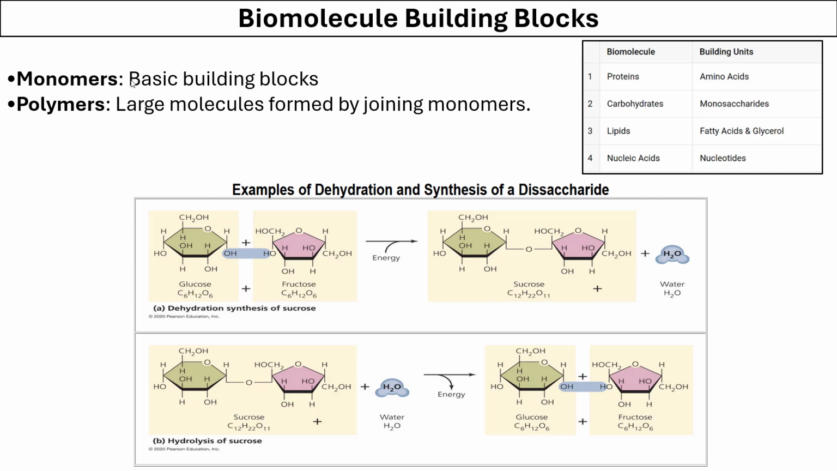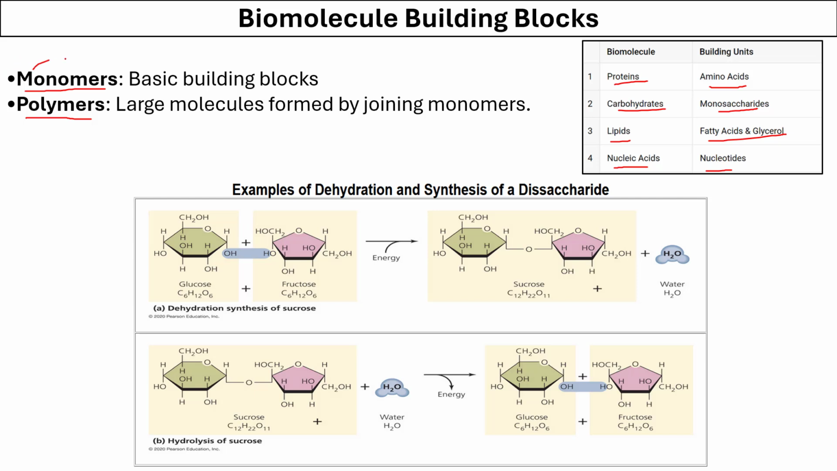Building blocks of biomolecules are called monomers, and when monomers come together and join, they form polymers. For example, the polymer is protein and its monomer or the building block is amino acid. Building block of carbohydrates is monosaccharides. Building block of lipids is triglycerides, which is fatty acid and glycerol. And the building block of nucleic acids are nucleotides.